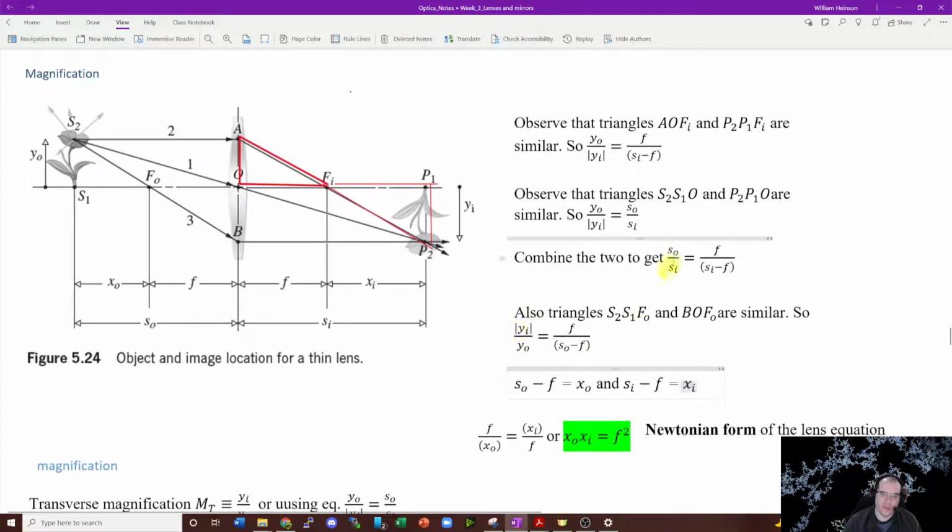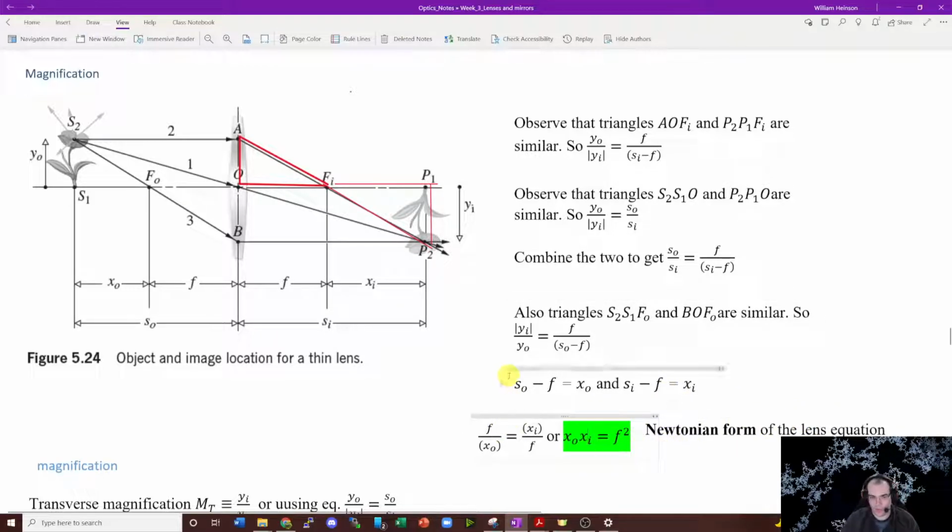And you can combine these two together. You get this, right? Because this is your X object, this is your X image. So you combine them together and you get X object times X image equals focal length squared. This is the Newtonian form of the lens equation. So this is another important form of the lens equation.